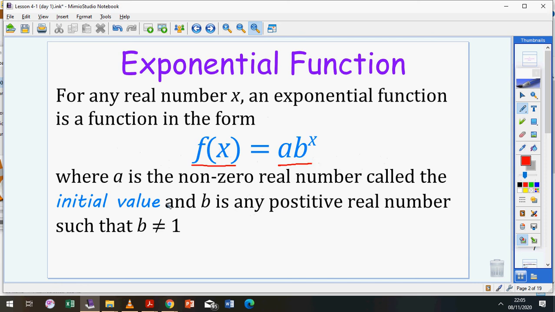Why can it not be 1? Because 1 to the power of anything is still 1. If I have 1 to the power even a million, the answer is still 1. So it can't be 1, because if it is 1, then the function is linear. It's no longer exponential.